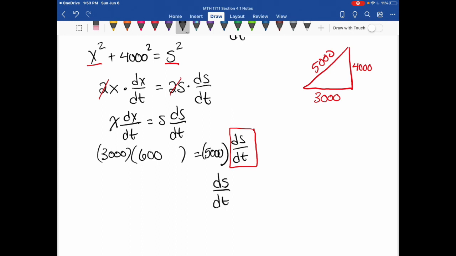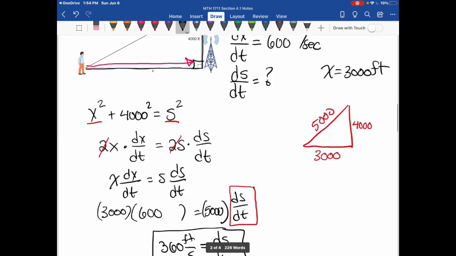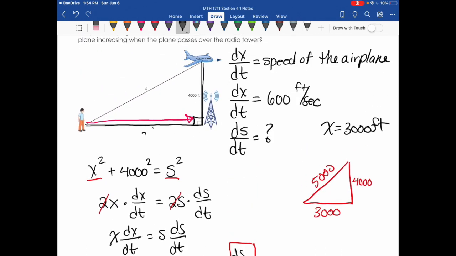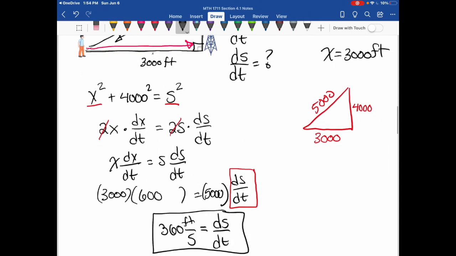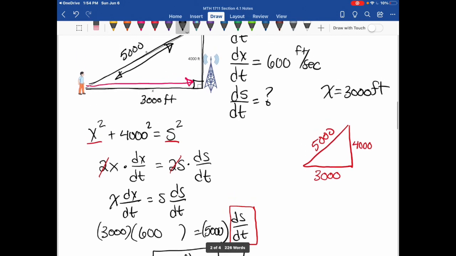So now when I solve for ds/dt, I'm going to multiply the 3,000 and the 600 on the left-hand side, and then I'm going to divide both sides by 5,000 to solve for ds/dt. And when I do that, I get 360 feet per second. So what this is telling me is when x is 3,000 feet, s is 5,000 feet, and the way that this distance is changing between the man and the plane is it's changing at 360 feet per second.